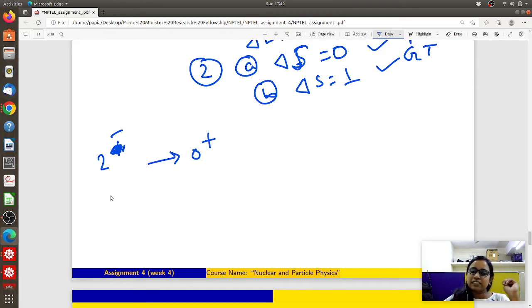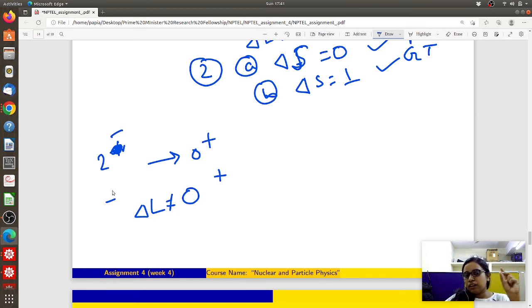So what is the parity here? Parity changes here, because the initial parity was minus and the final parity is plus. That means delta L is not equal to 0. What does it mean? It obviously means that this transition is not allowed. It is a first forbidden, so it is a forbidden interaction.